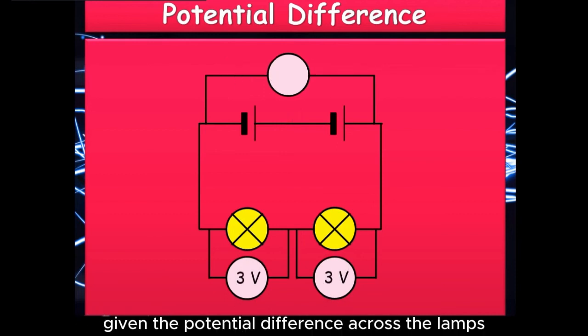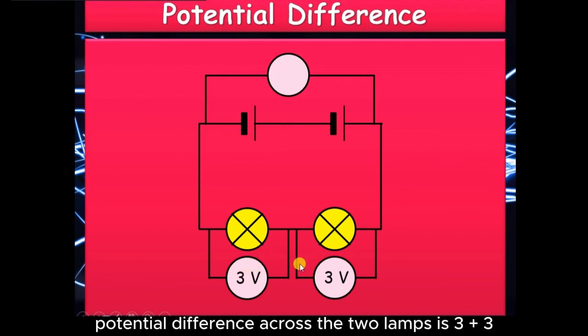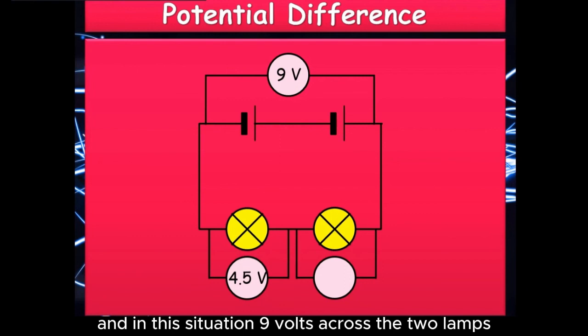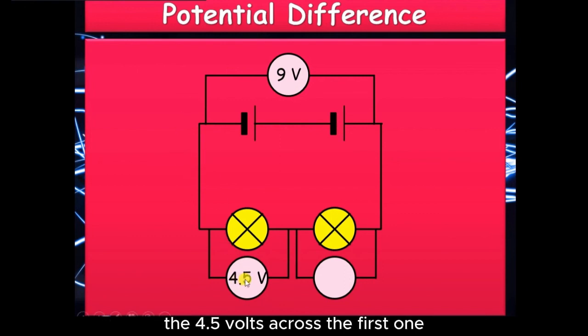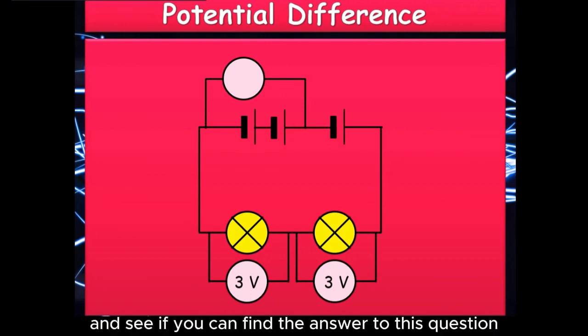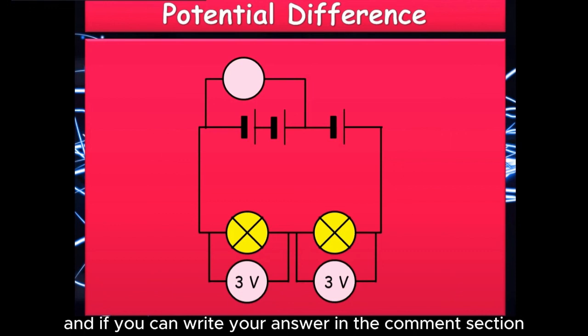Now, if you're given the potential difference across the lamps, you can calculate the EMF of the two cells. The total potential difference across the two lamps is 3 plus 3, that is 6 volts. So the total EMF of these two cells would be 6 volts. And in this situation, 9 volts across the two lamps, or 4.5 volts across the first one. I think you can guess what's the voltage across the second one. That's 4.5. Pause this video and see if you can find the answer to this question, and if you can, write your answer in the comment section.